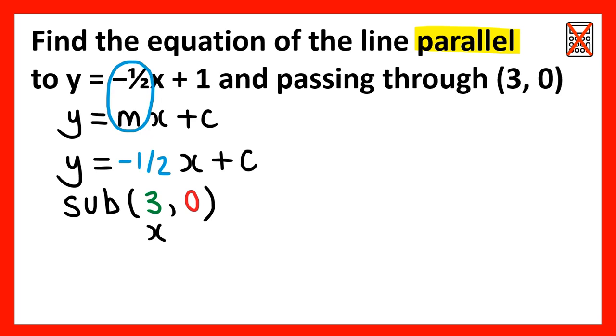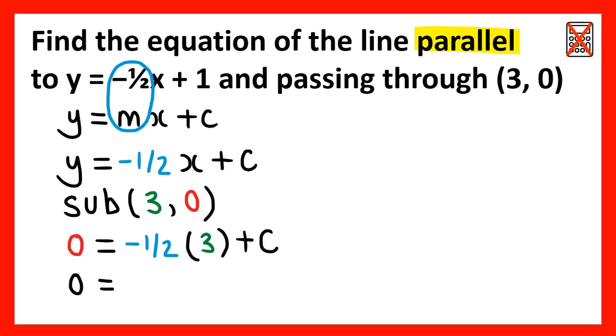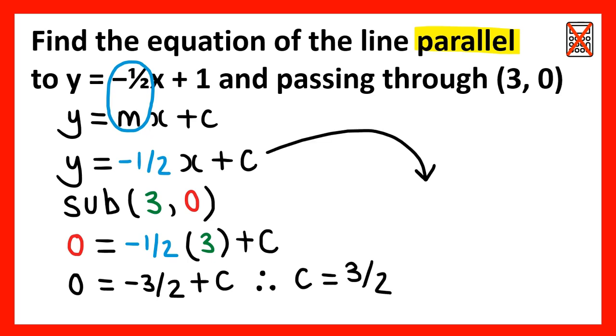Substituting, 3 is my x part of the coordinate, and 0 is the y part of the coordinate. So when y is 0, this is equal to negative a half of the corresponding x value, which is 3, plus c. Simplifying gives me 0 equals negative 3 over 2 plus c. Therefore, adding 3 over 2 to both sides gives me c, which is 3 over 2. For my final answer, I can take the original equation, y equals negative a half of x, and now I've worked out that c is 3 over 2, I can add 3 over 2.